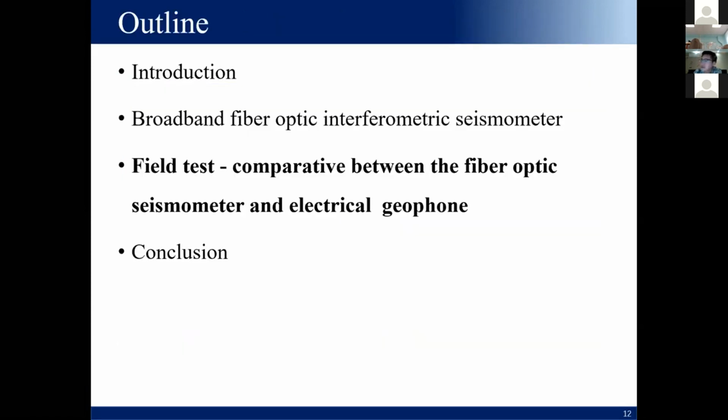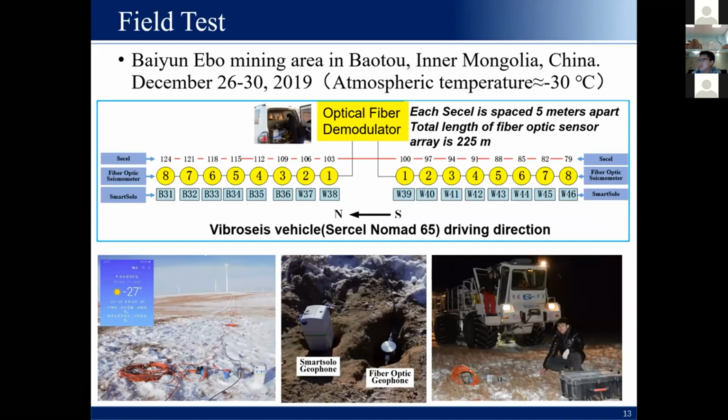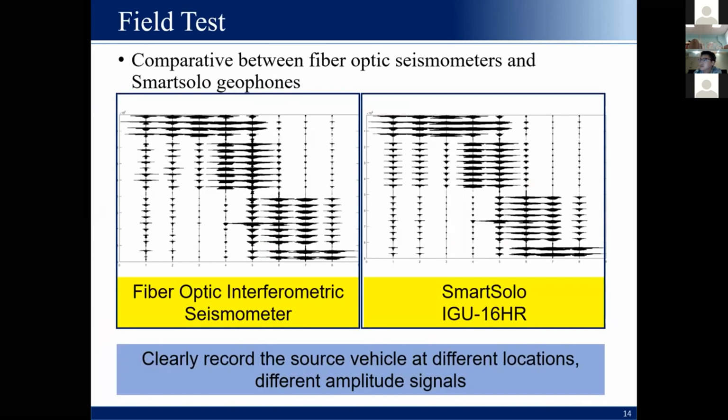Then we carried out field tests. A comparative test between the fiber optic seismometers and the smart solo geophones using a controllable source vehicle was conducted in the Baiyun mining area in Baotou, in China. The experimental results show that the fiber-optic seismometer clearly records the source vehicle at different locations and different amplitude signals.